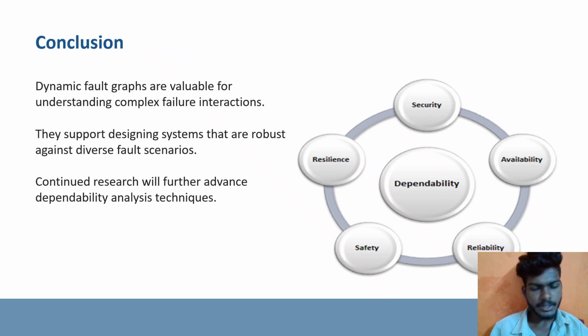Conclusion: dynamic fault graphs are valuable for understanding complex failure interactions. They support designing systems that are robust, adaptive, and fault tolerant. Research will further advance dependability analysis techniques.